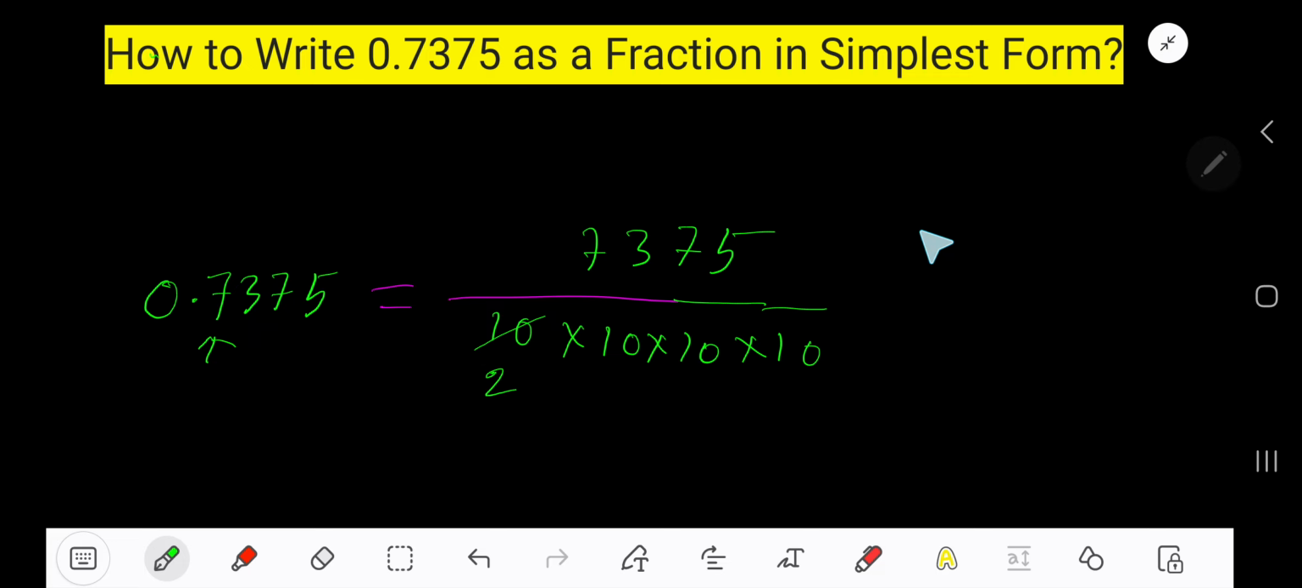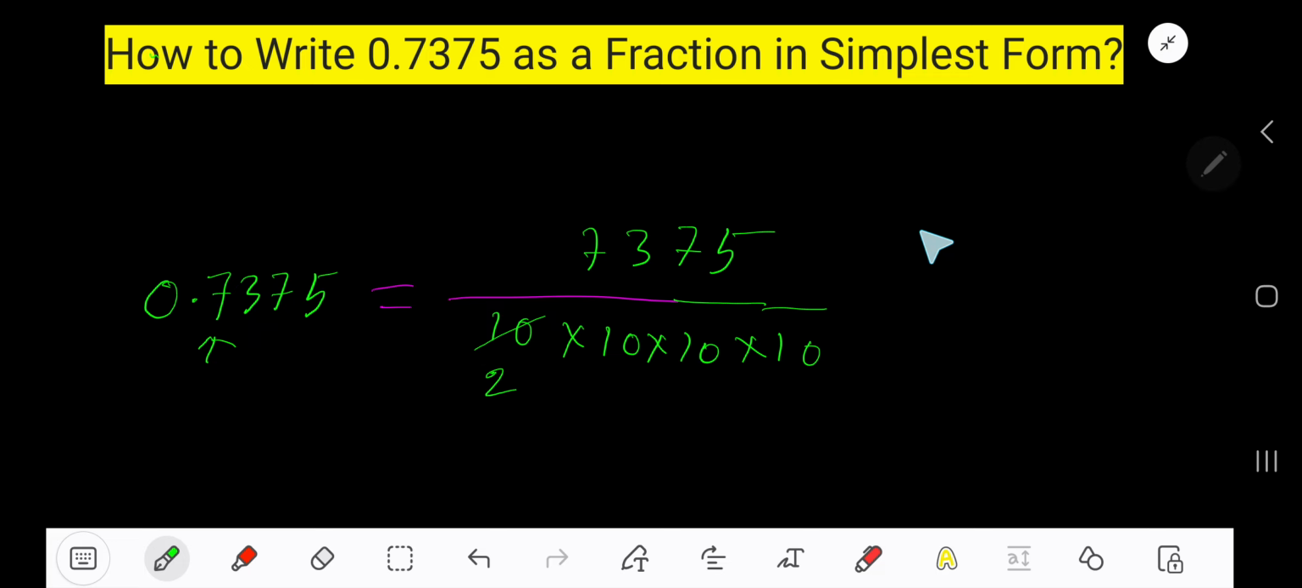5 goes into 7. How many times? 1 times. 1 times 5, 5. Subtract, 2, bring down this 3. 5 goes into 23, 4 times. 4 times 5, 20. Subtract, 3, bring down this 7. 5 goes into 37, 7 times. Then 7 times 5, 35. Subtract, 2, bring down this 5. 5 goes into 25, 5 times. So we are getting here 1475.